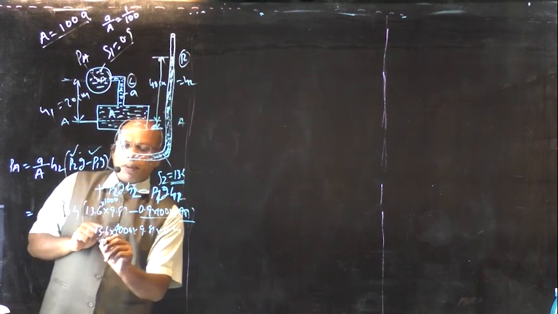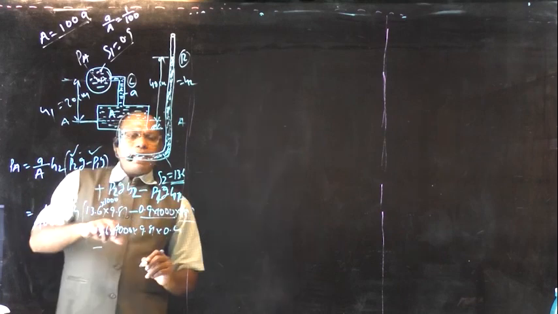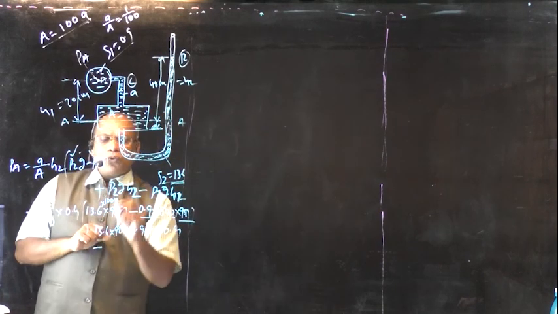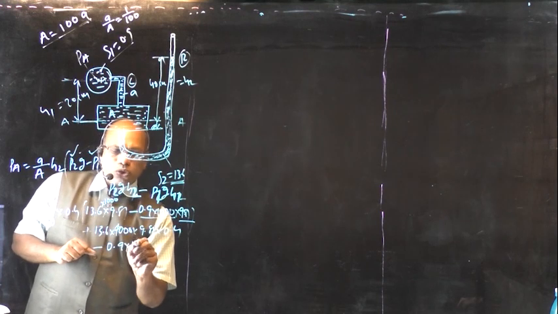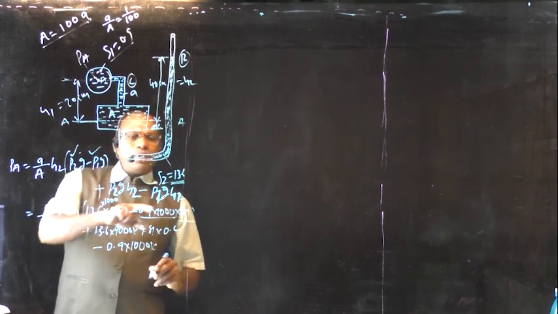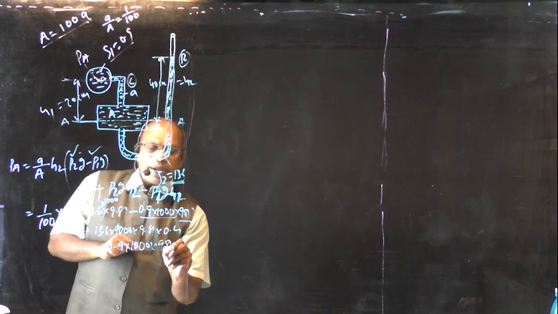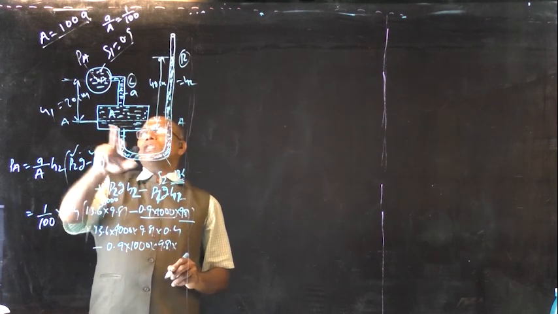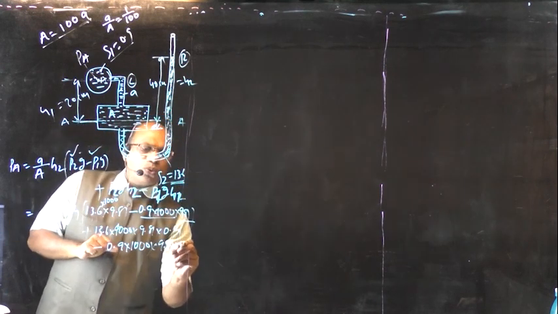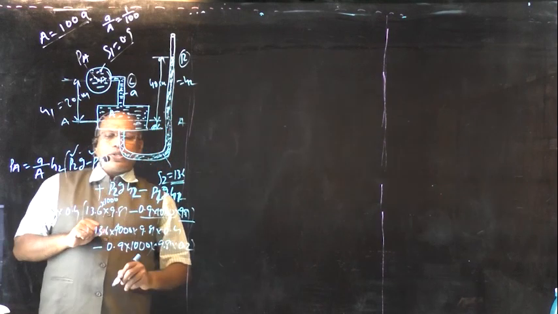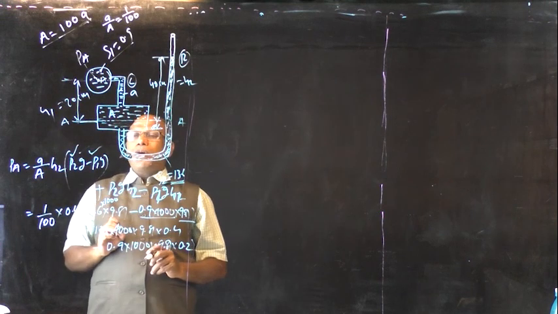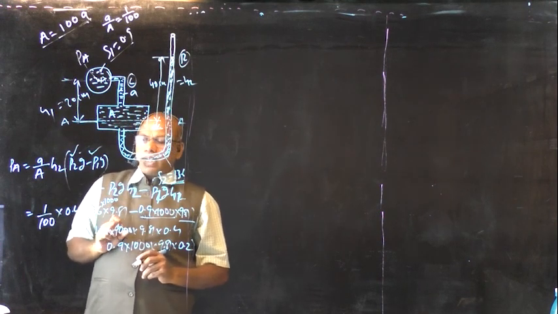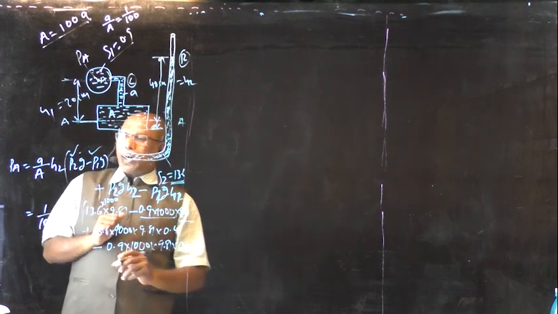0.4 minus rho 1, the density of the flowing liquid, 0.9 into 1000 into g 9.81 into H1, which is nothing but 0.2 meters, 20 centimeters, that is nothing but 0.2 meters. Right? Here all are known to us.